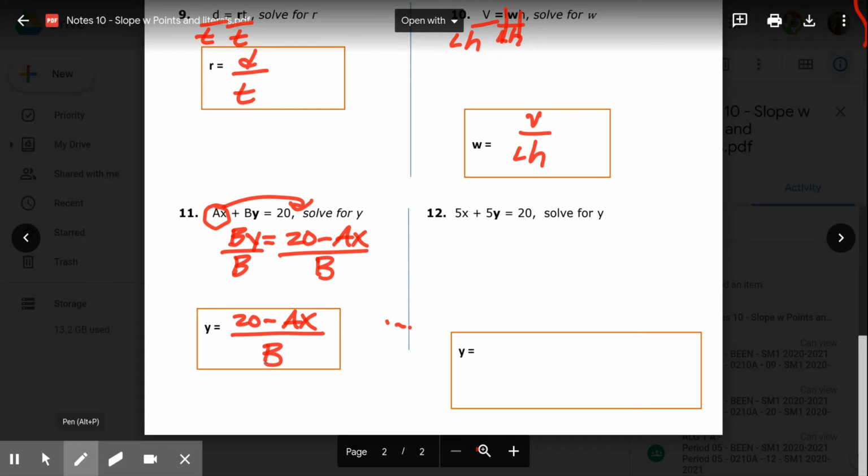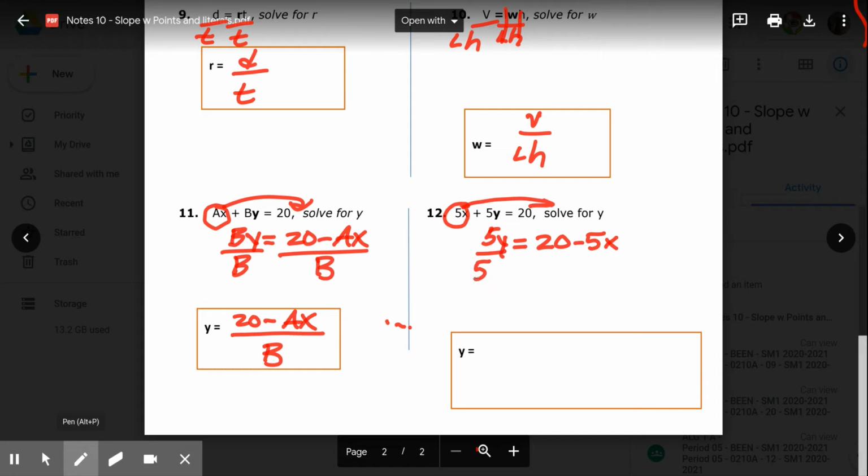All right, let's take a look at number 12, the last one. We're going to solve for y. So you're going to circle this 5x term and move it to the other side. So that's going to give us 5y equals 20 minus 5x, because we're taking that 5x and moving it to the other side. It's positive on the left, so it's going to be negative on the right. And then we're going to go through and divide everything by 5.